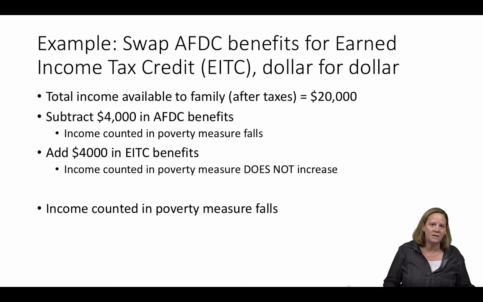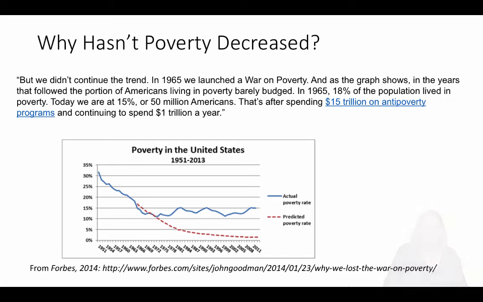Specifically, it's very common to ask, why hasn't poverty decreased over the past several decades? And note the substantially increased spending on programs for the poor over the same time. A recent criticism of this sort of spending for anti-poverty programs is shown here and takes exactly the same approach. The writer notes, quote, "In 1965, we launched a war on poverty, and as this graph shows, in the years that followed, the portion of Americans living in poverty barely budged. That's after spending $15 trillion on anti-poverty programs," end quote.